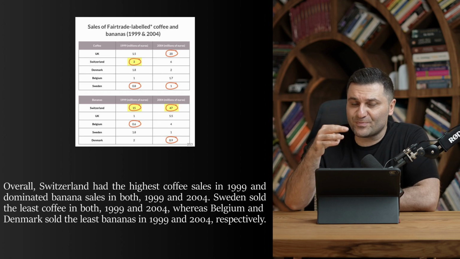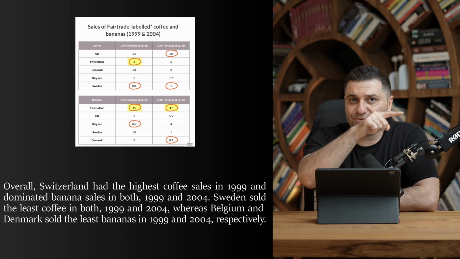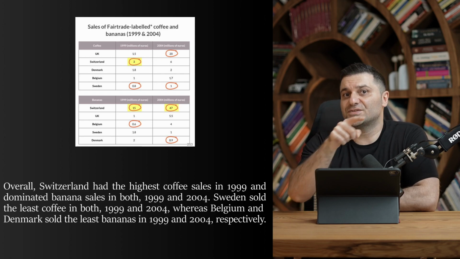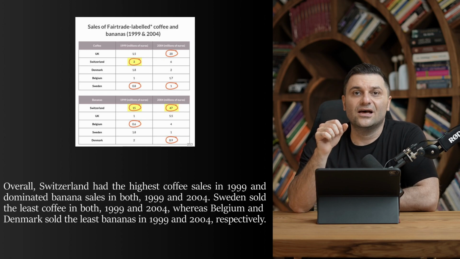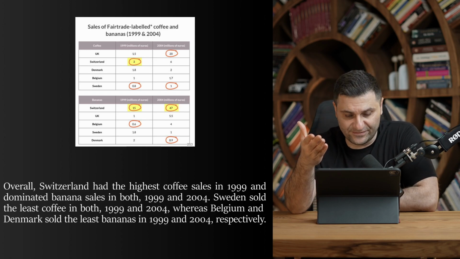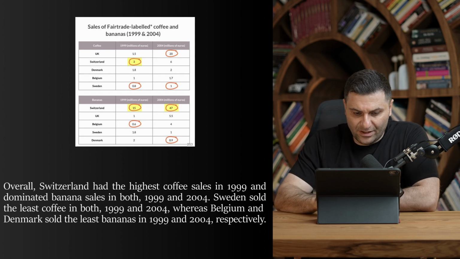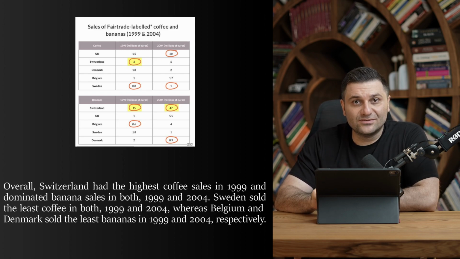So when we say respectively, it means that 10 is for the first country, 15 is for the second country, and 16 is for the third country. So this is where we use respectively. All right, this is about the table.